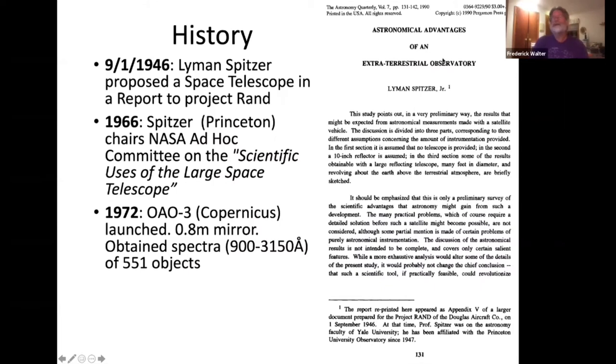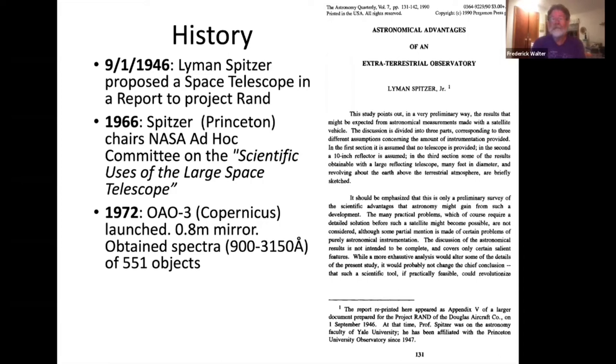So the history of space telescope is that, well, it goes back a long way. There were people who suggested putting telescopes in space in the 1930s. The first formal presentation of the idea came from Lyman Spitzer in 1946, who proposed in a report to Project RAND a space telescope. And it sort of died there.